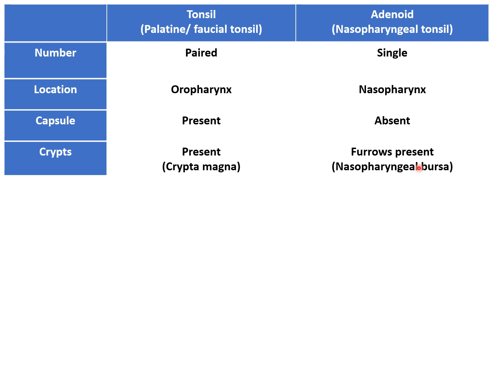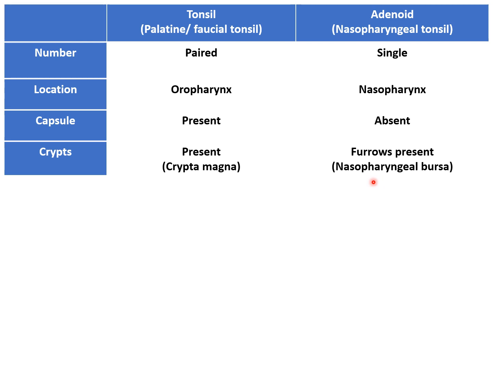Furrows are actually mucosal folds present over the surface of the adenoids, and one median epithelial lined recess is also present in the adenoid mass, which is called nasopharyngeal bursa. It is a remnant of a notochord.